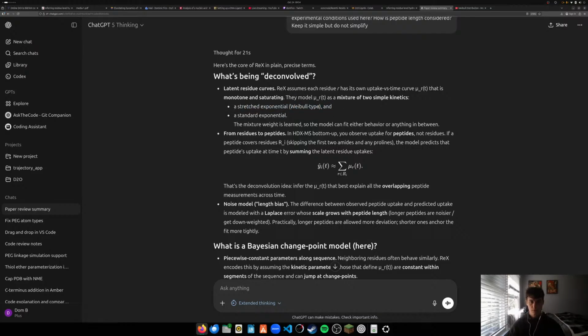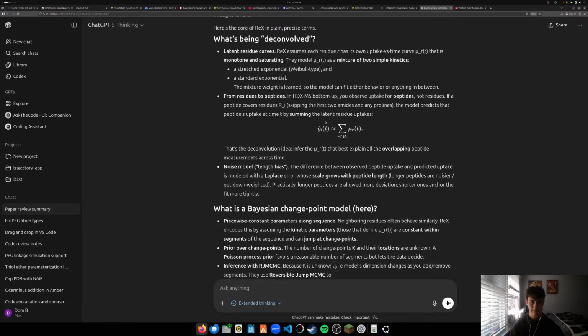Stretch exponential, Weibull type. So this is a Weibull type. It's not the actual equation, and a standard exponential. So I model it with the standard exponential. The mixture weight is learned, so the model can fit either behavior or anything in between.